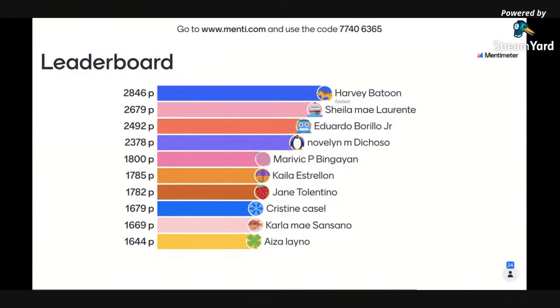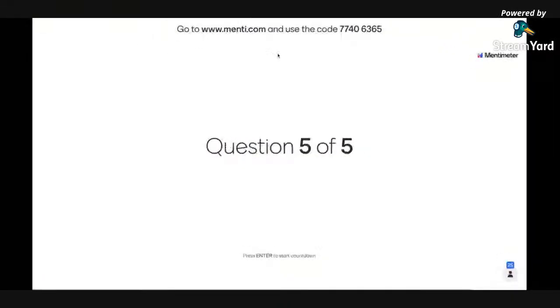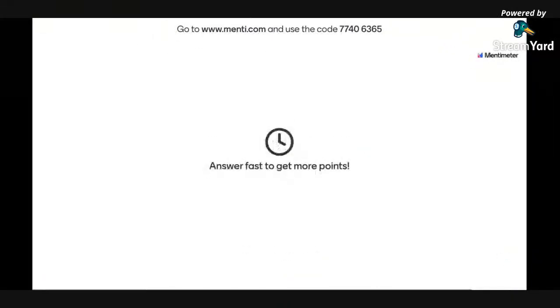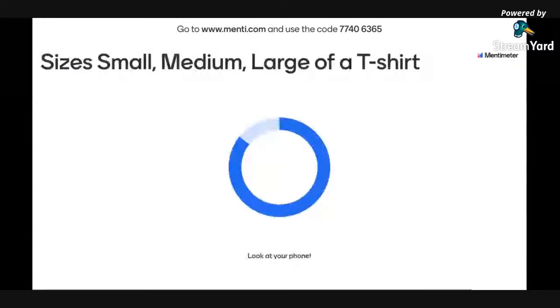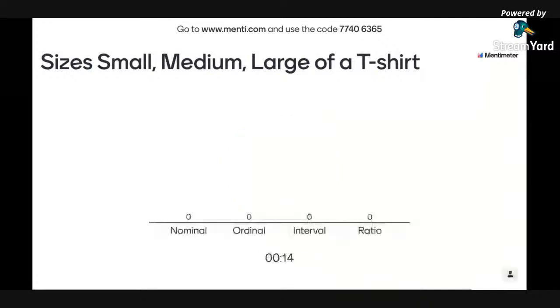Are you ready for the last question? Okay, let's have the last question. What could our last question be? Okay, for the last question, here it is. Let's see who will win this round. Sizes small, medium, large of a shirt: nominal, ordinal, interval, or ratio?